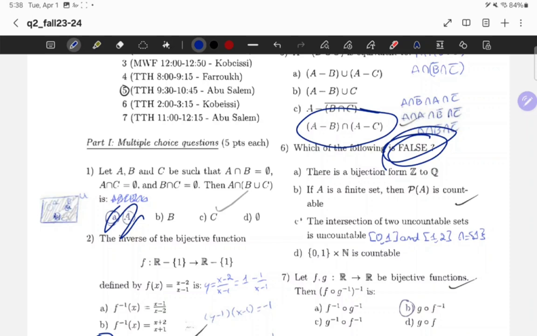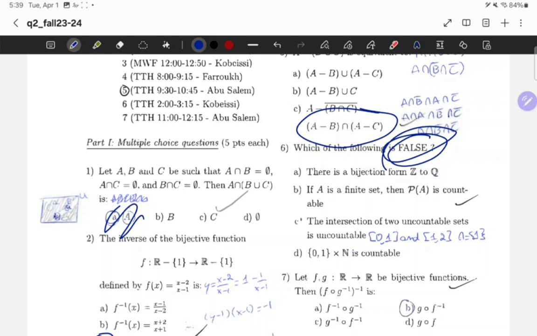The intersection of two uncountable sets is uncountable. Okay, so sometimes one could think by intuition that yes, if I have two uncountable sets, then the intersection is also uncountable. But sometimes intuition is not enough. Let's try to think about this.